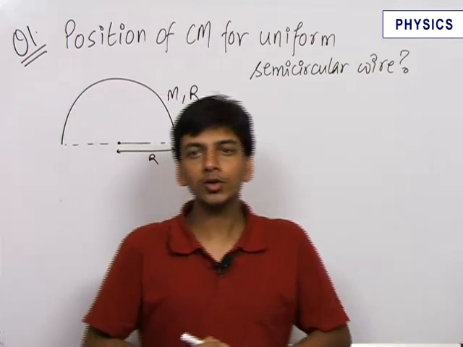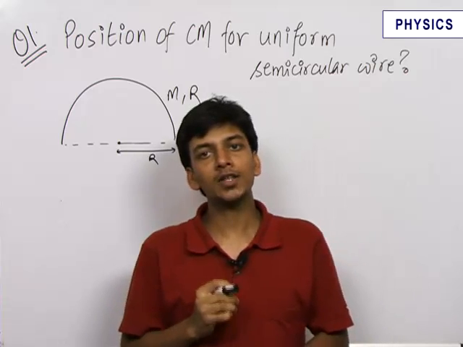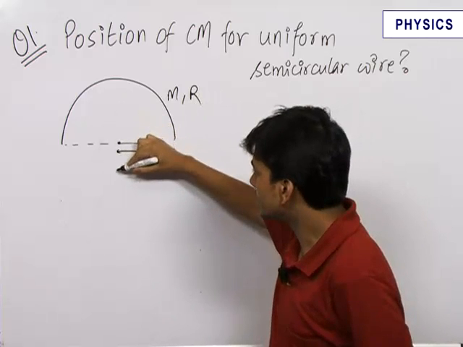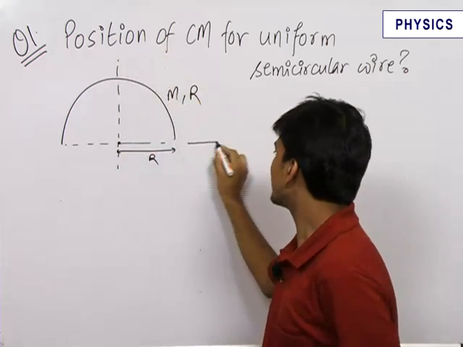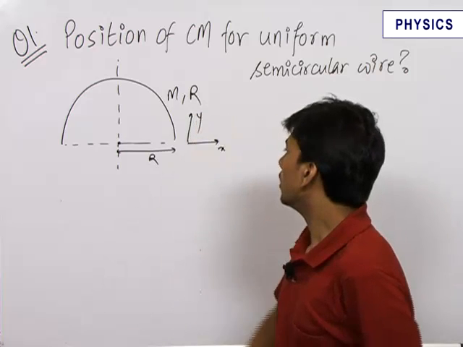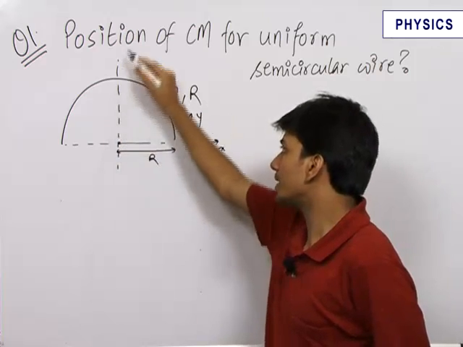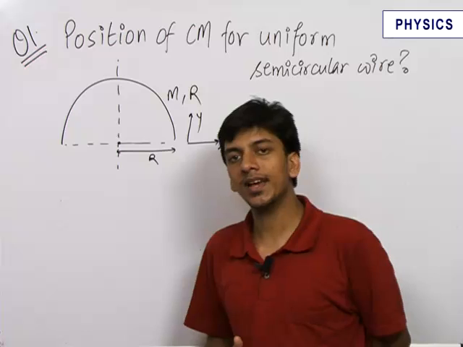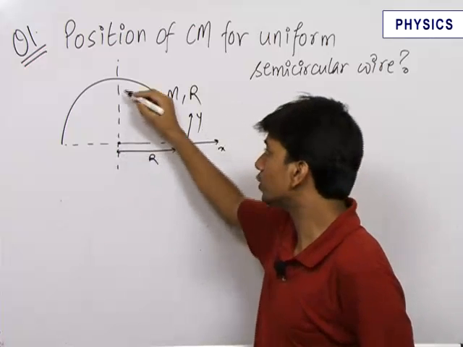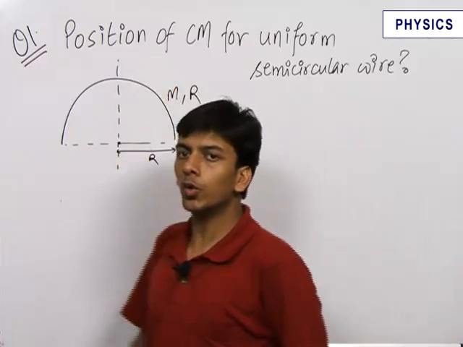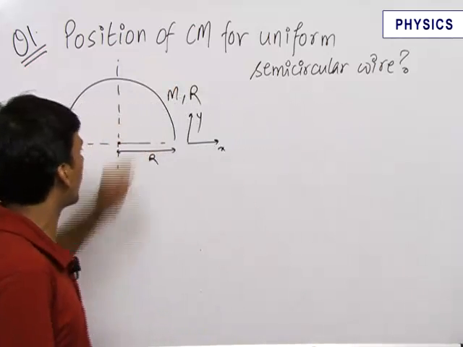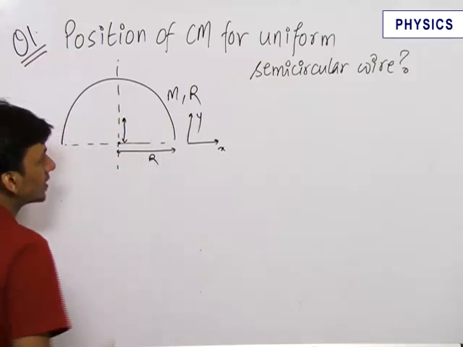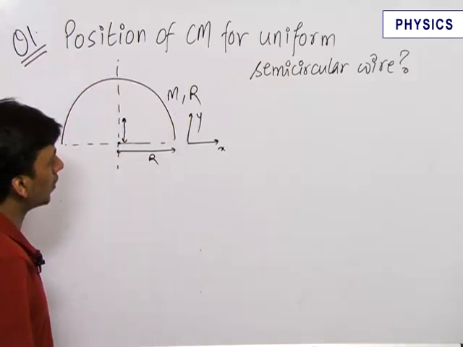So the first thing you should know about the position of center of mass is that center of mass always lies on the axis of symmetry. Now for this object, the axis of symmetry is the y-axis. Let this be x, this be y. So we already know that the center of mass lies on this axis. Now, we need not find the x coordinate of the center of mass, because we already know it to be 0. So the only thing we need to find out now is the y coordinate, that is, at what distance from this point is the center of mass of this semicircular wire located.